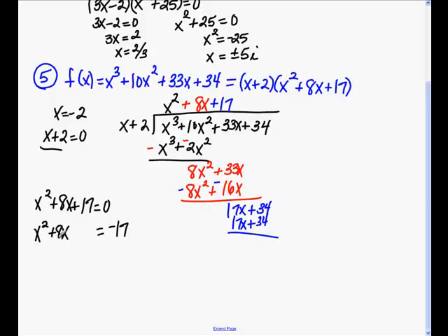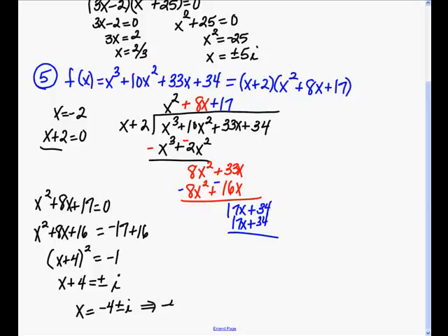So completing the square, we would subtract the 17 and then we would complete the square. So half of 8 is 4, squared is 16, but we have to add it to both sides. Now we factor x squared plus 8x plus 16 is really x plus 4 squared, and that's equal to negative 1. So therefore x plus 4 is equal to plus or minus the square root of negative 1, which is really i. So our zeros are negative 4 plus or minus i. So in particular we get negative 4 plus i and negative 4 minus i.